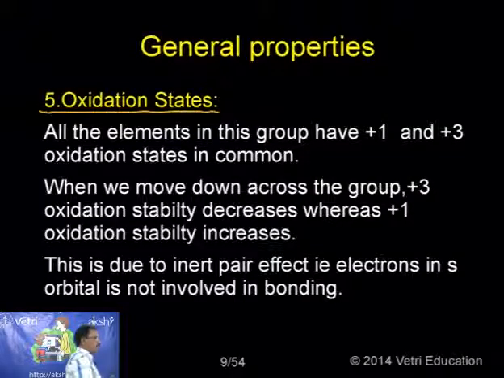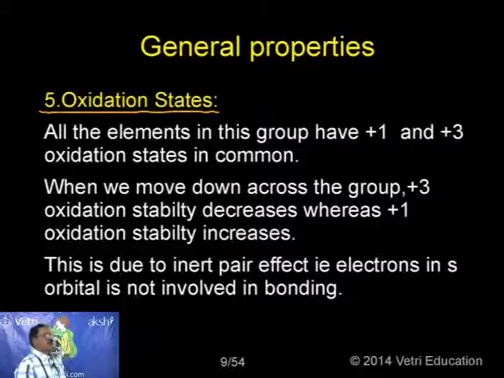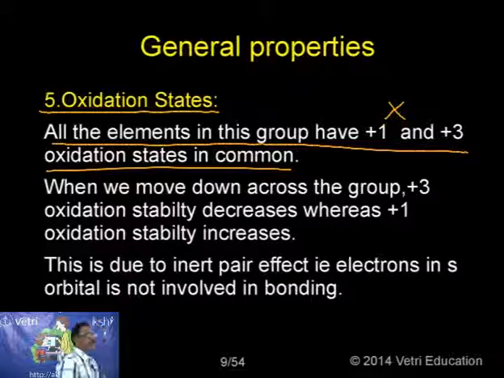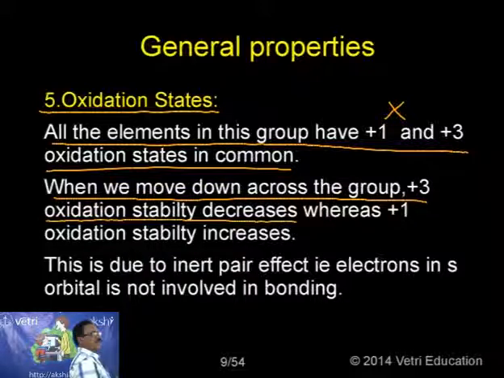Another interesting property I want to compare is oxidation state. Oxidation state is normally given with a plus or minus. All the elements in this group have +1 and +3 oxidation states in common. This is a normal question that can be asked. The common oxidation states in the boron family are +1 and +3. Another interesting point: what about the stability of +1 and +3? When you move down the group, from boron, aluminium, gallium, indium to thallium, the stability of the +3 oxidation state decreases. What about +1?